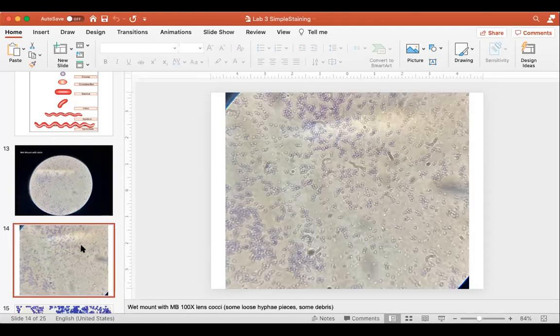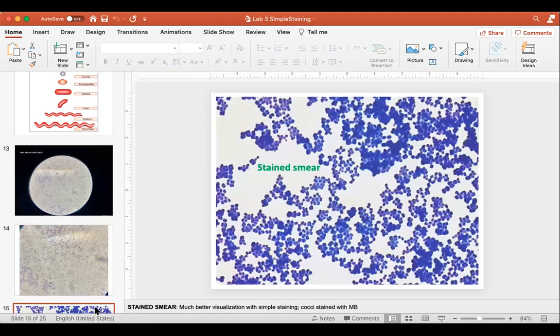So, a wet mount with a drop of stain and a bacterial smear that is properly stained. Look at the difference in how much color gets taken out. You can see why people go through the process of making bacterial smears and staining them. You just get a better sample.